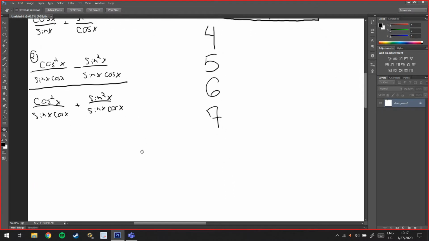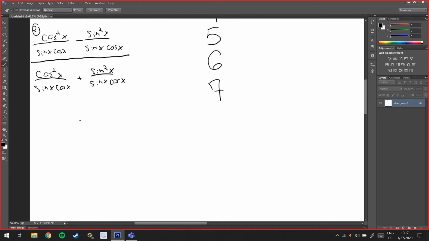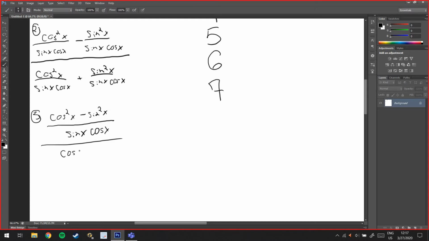Okay. So now that I have common denominators, it's just combining terms. So I'm going to have step 3. This is just cosine squared x minus sine squared x over sine x cosine x. Then we have cosine squared x plus sine squared x, which is equal to what? 1. Yep, the Pythagorean identity. Correct. So this is Pythag.